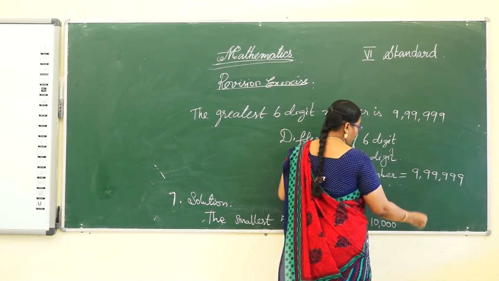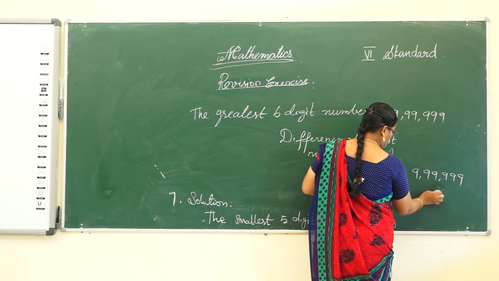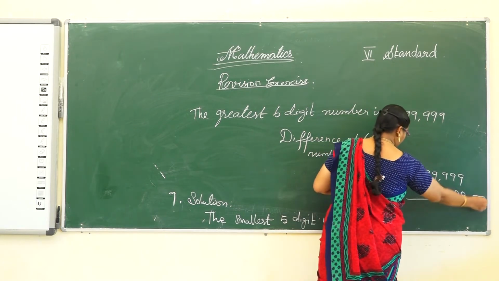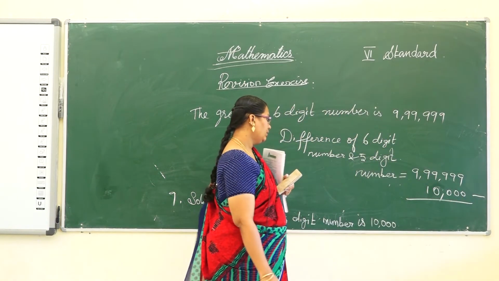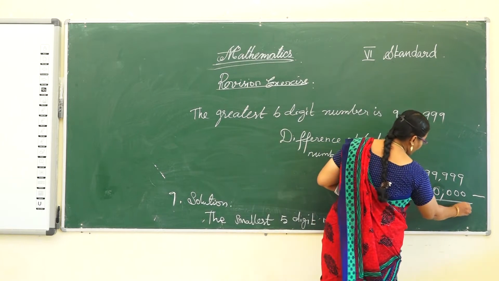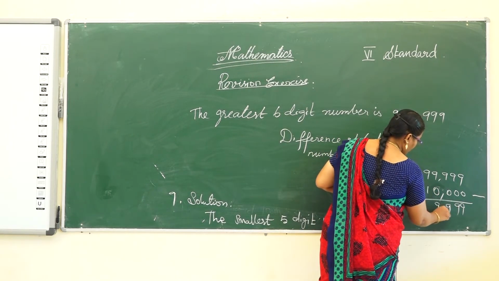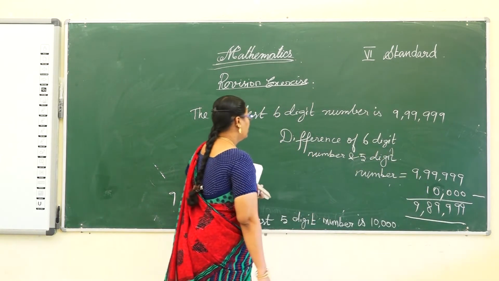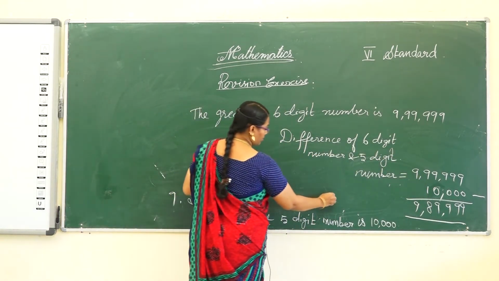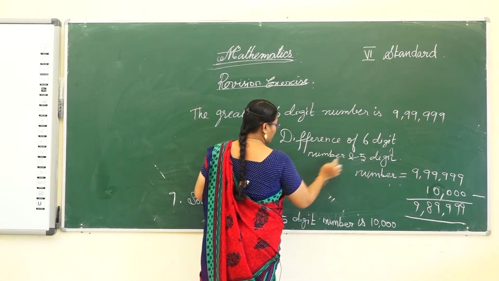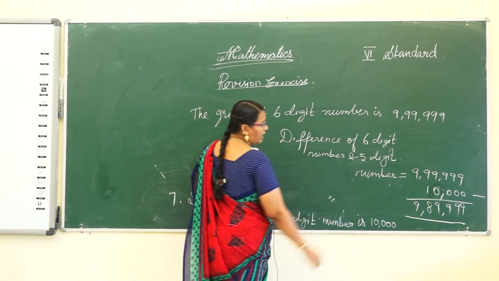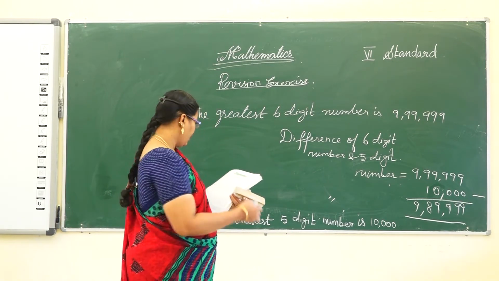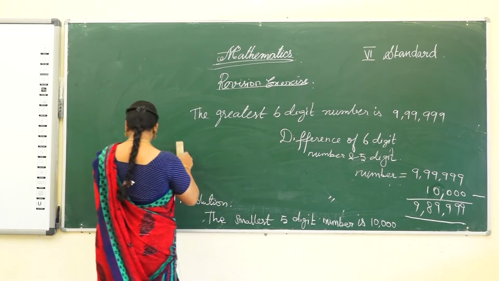9,99,999 subtracted by 10,000. Subtract, what do we get? The difference of the 6-digit number and the 5-digit number is 9,89,999. Okay. And next problem, the 10th one.